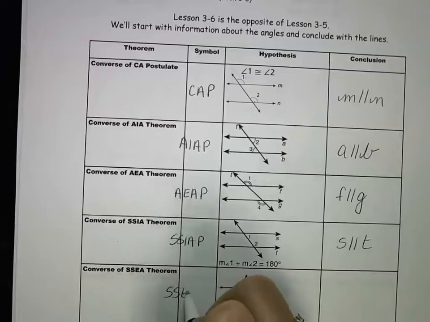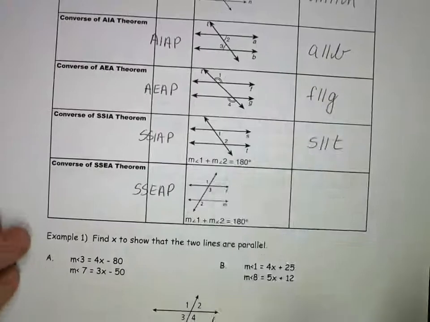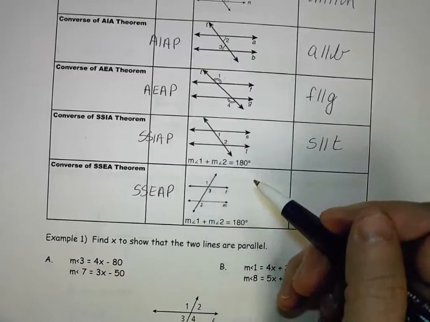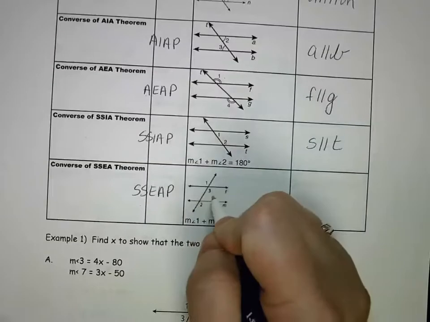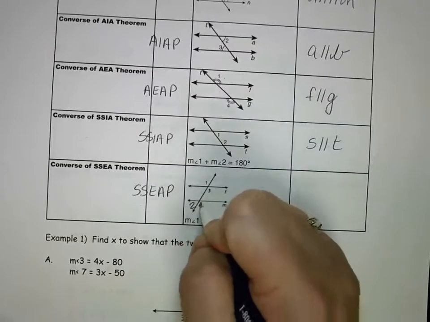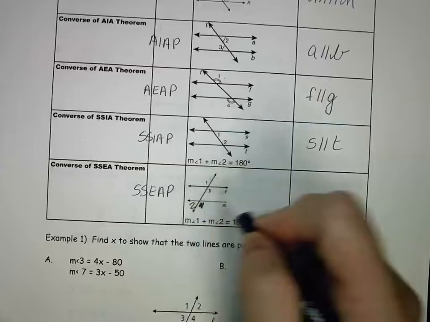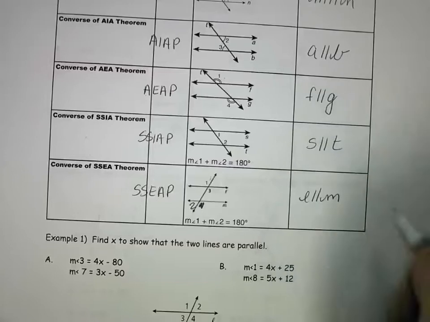And we have same side exterior. If your same side exterior angles should be right here, this 2 should be right here. So if these same side exterior angles add to 180, then you can say L is parallel to M.